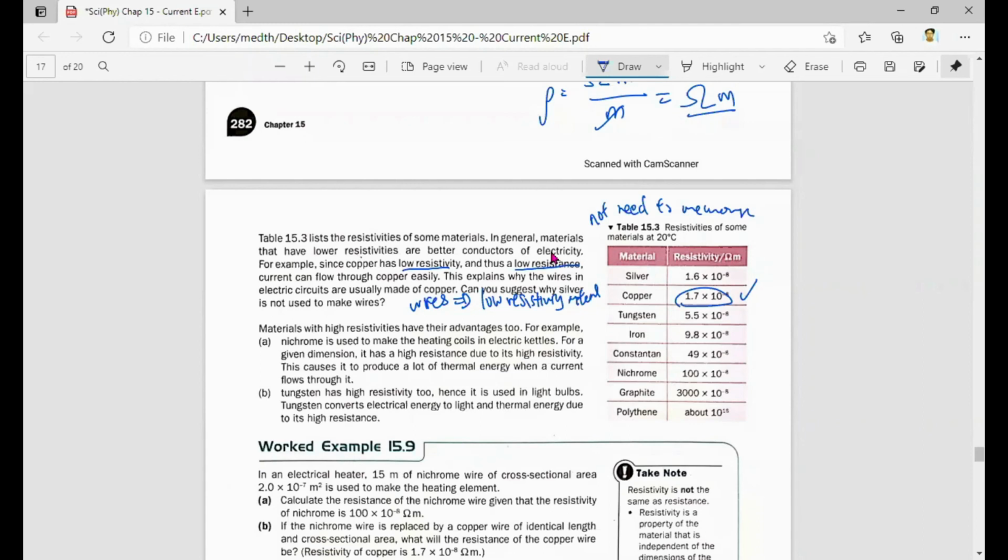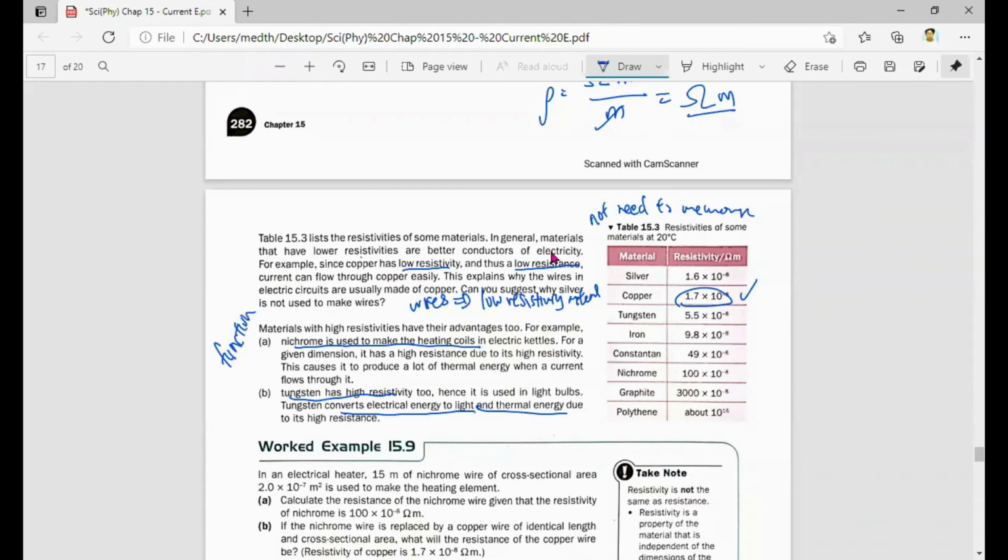Next, material of high resistivity also can be good. So if you want high resistance, generally nichrome is used to make heating coils. Tungsten, also of high resistivity, is used to convert electrical energy to light and thermal energy. So resistivity need not be a bad thing. It really depends on what we call the function.